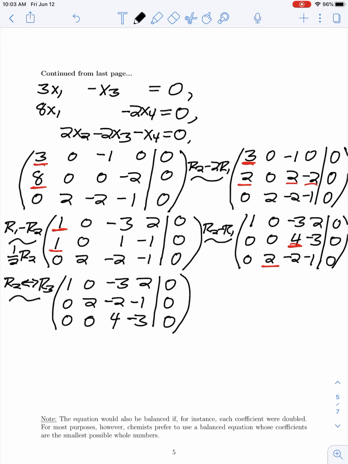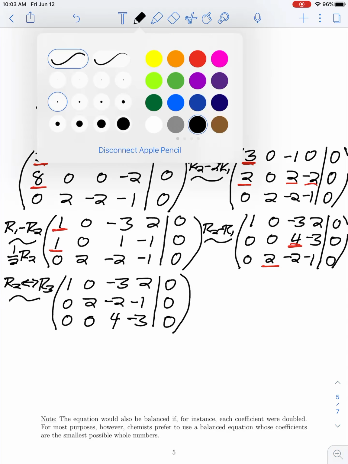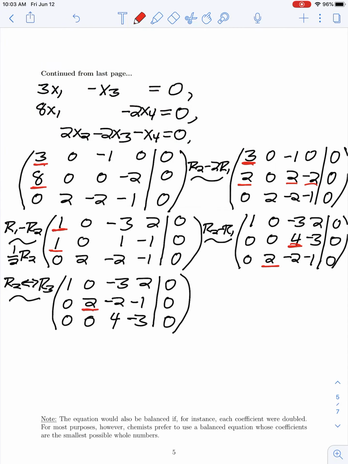All right. So here I now have a leading entry of 2 for my second row, and there's zeros above and below it. So the only thing that I need to have here in this second row is that leading entry to be a 1. So at this stage, it looks like we probably can't avoid introducing some fractions to get a 1 in that leading entry of my second row. I could take half of row 2.